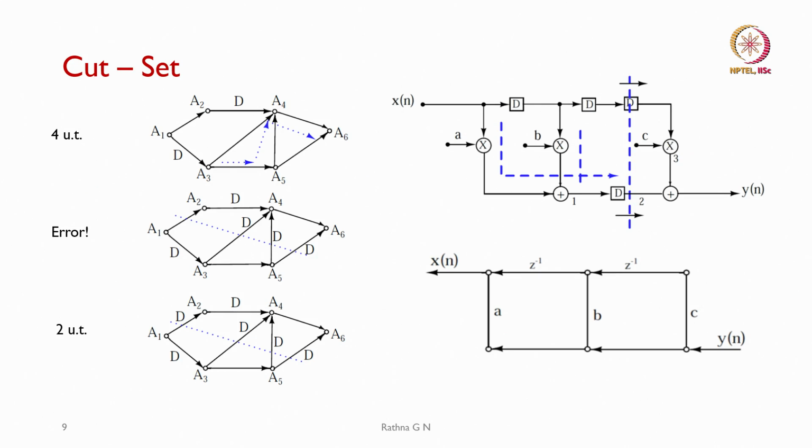Then we said how we can use this pipelining and parallelism for low power. For that, we discussed a little about the cut set.